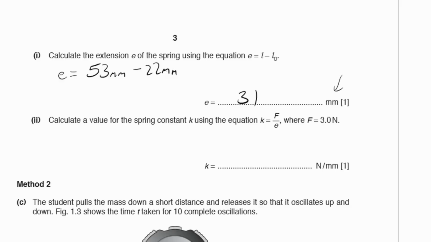Calculate a value for the spring constant K using the equation K equals F over E. Right, okay, so let's put the information in that we have. The value of F is 3.0 newtons. The value for the extension E you've just calculated is 31 millimeters. And that gives you a value of 0.0968 newtons per millimeter. So let's just write that in.